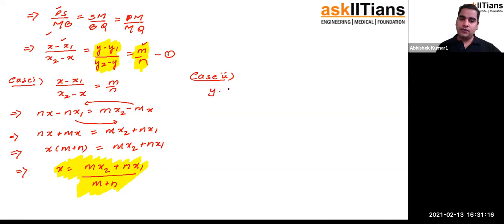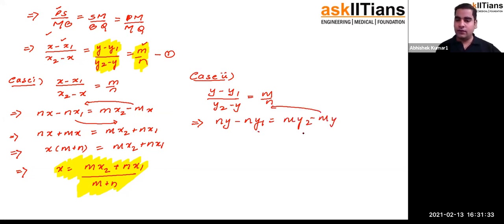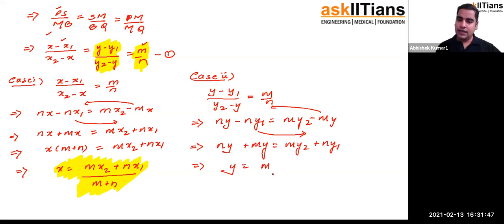So if I equate this (y - y1)/(y2 - y) to this m by n, and if I solve it in the same way, I'll be getting ny - ny1 = my2 - my. Then let us transpose the terms having y on one side and the other terms on the other side. So you will get ny + my = my2 + ny1. So what is the value of y you will get? The value of y is (my2 + ny1)/(m + n). Understood? Is that clear? That's the value of y we have.